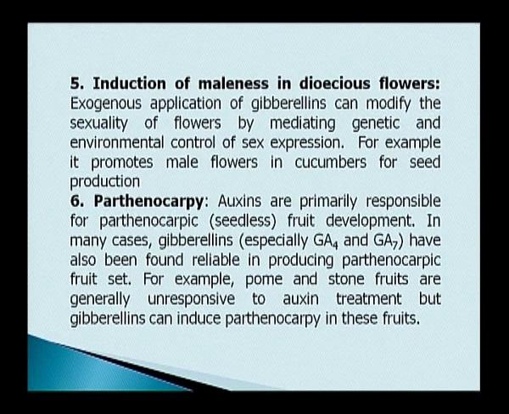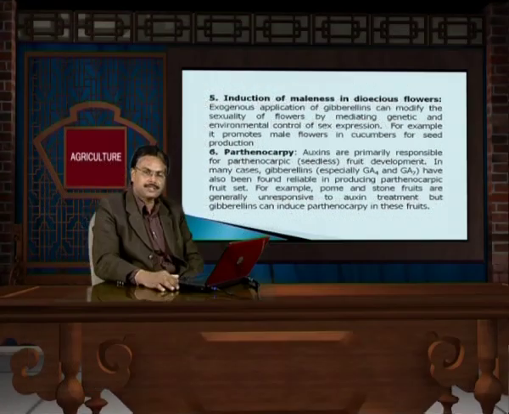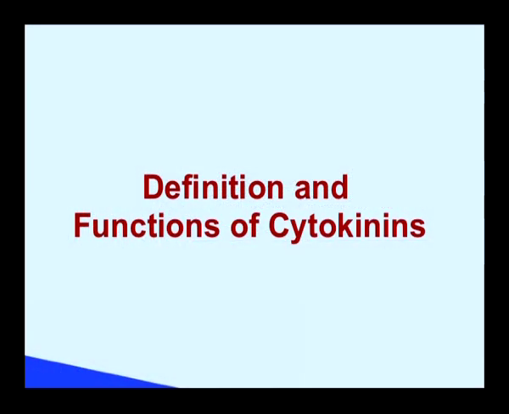Parthenocarpy is the production of seedless fruits, and gibberellins play an important role in parthenocarpy. Gibberellins, especially GA4 and GA7, have also been found reliable in producing parthenocarpic fruit set. For example, palm and stone fruits are generally unresponsive to auxin treatment, but gibberellins can induce parthenocarpy in these fruits. Production of seedless fruits in grapes is an example which is produced by the application of gibberellins.